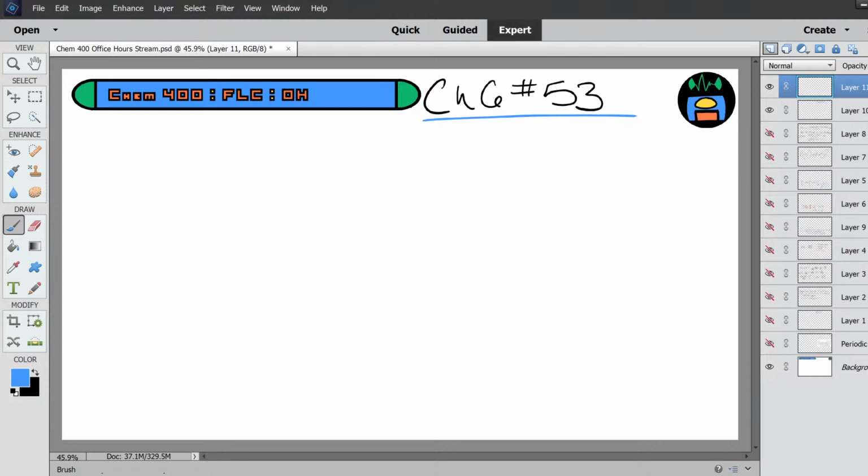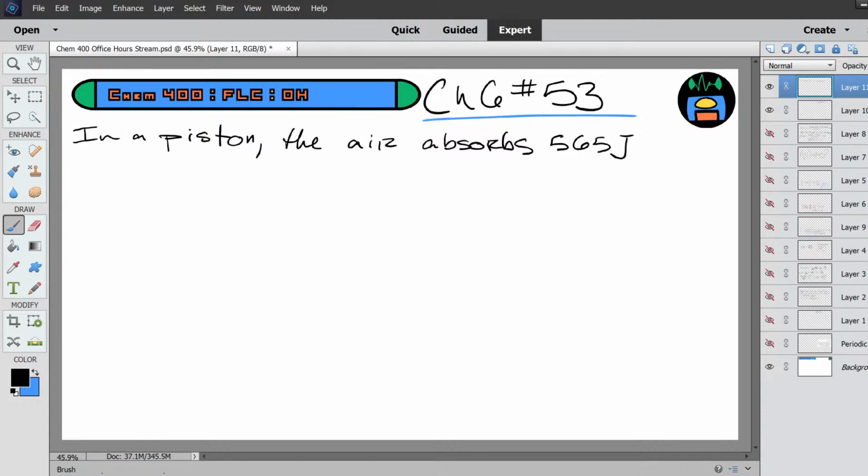So, give me one second. I'm just going to recreate the problem here. So we're told that we're in a piston. The air absorbs 565 joules of heat.